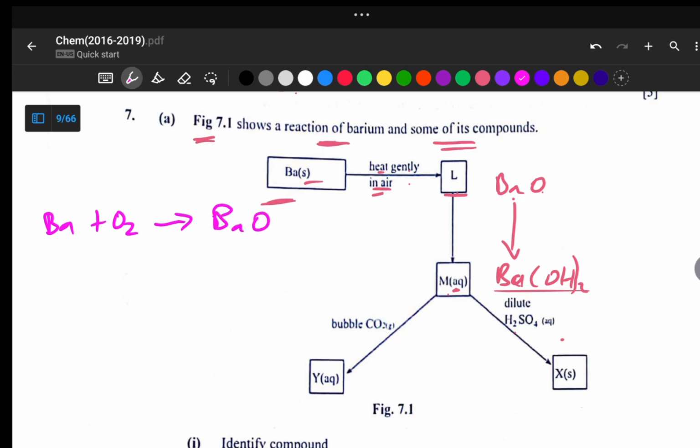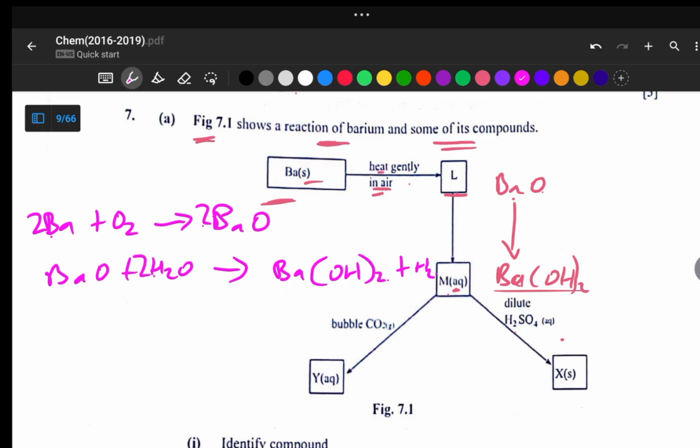So we can simply balance by having a 2 here and then a 2 there, right? And then the other equation, we're having barium oxide plus water to give us barium hydroxide, right, plus hydrogen gas, we can say. So to balance this equation, we are simply going to have a 2 here, right? This is the equation.